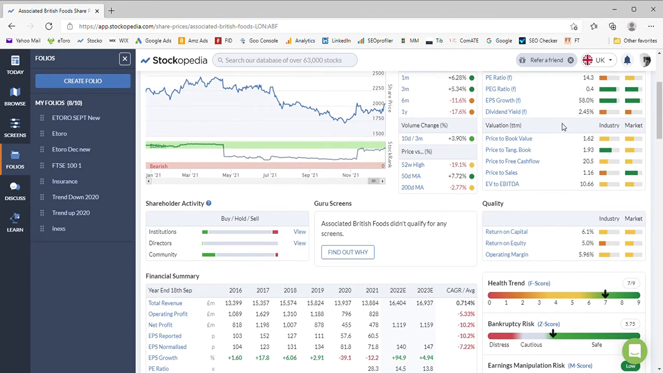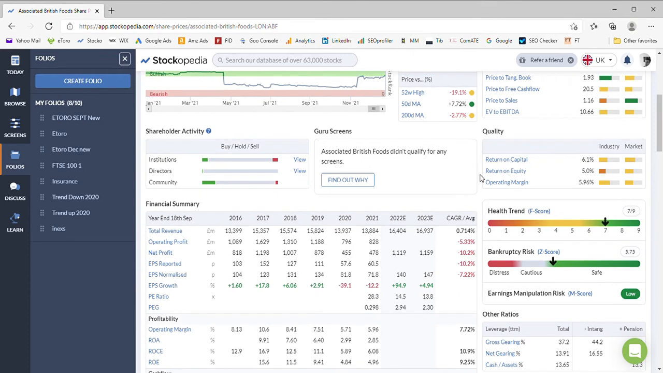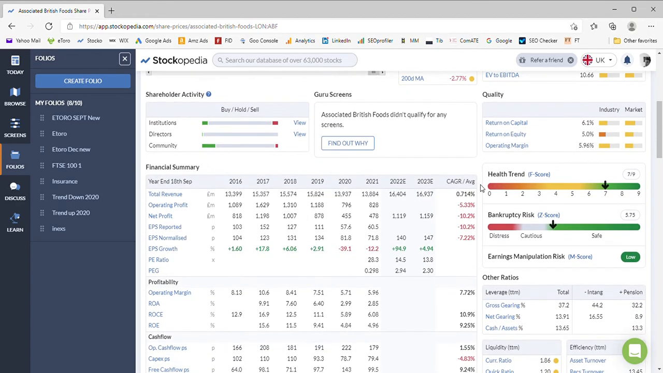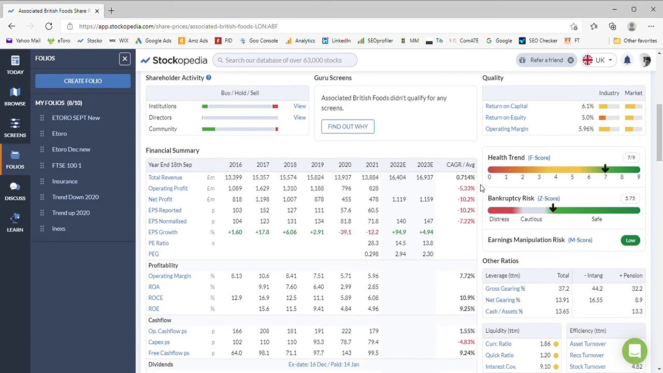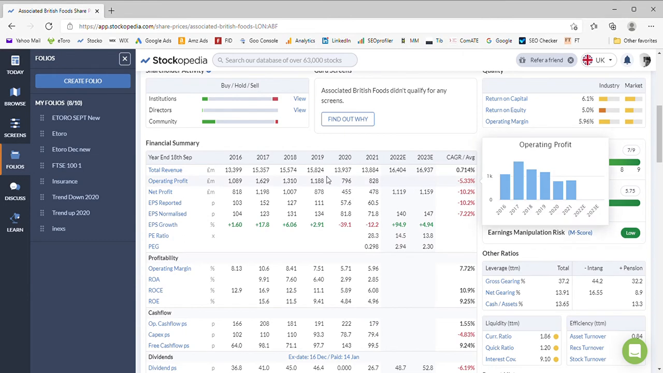We can see it's got a dividend yield of about 2.5%, so fairly average for both the market and the industry. On the quality basis, return on capital and return on equity are showing an amber figure of 6 and 5% respectively. Operating margin is just under 6%, unsurprising in the kind of food cyclical businesses. Health trend is quite positive at 7 on the F score basis.